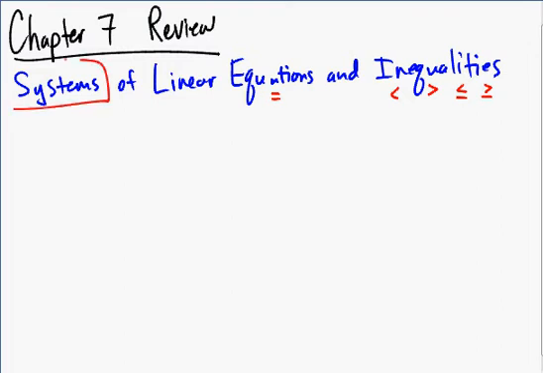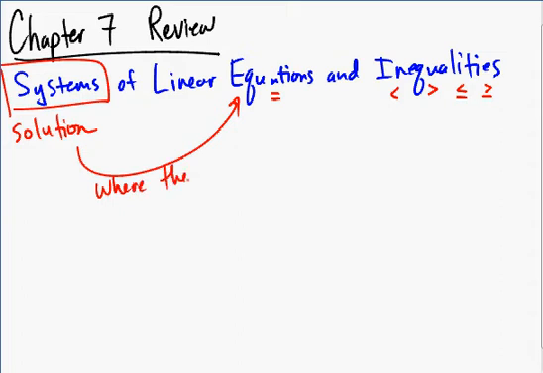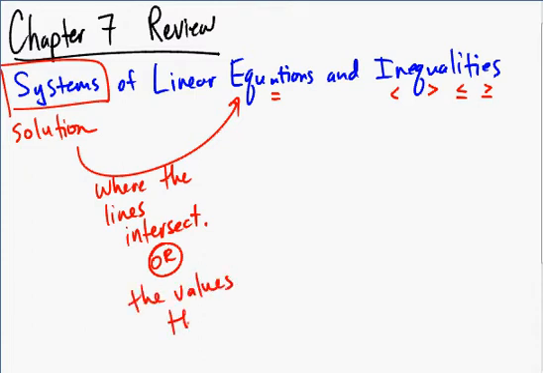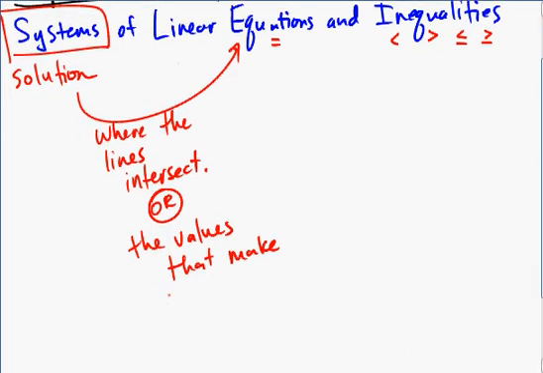But they're all systems. What's a system, you might be wondering? A system of equations means one question with more than one equation. Two equations working together. The solution is what we have to find. The solution, for a linear equation, is where the lines intersect. Or another way to think of it is the solution is the values that make both equations, if you have two, true.